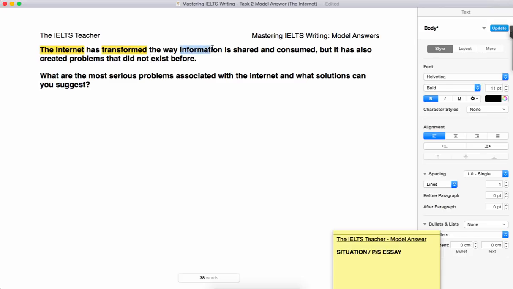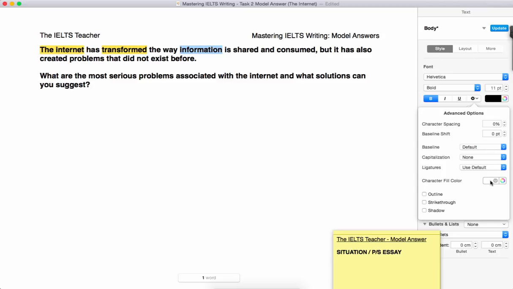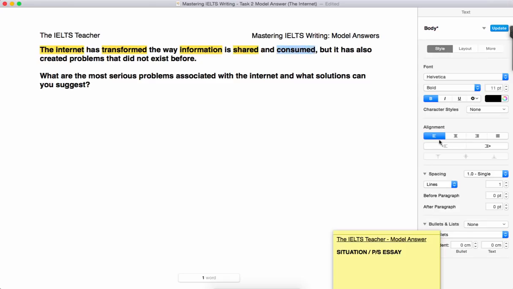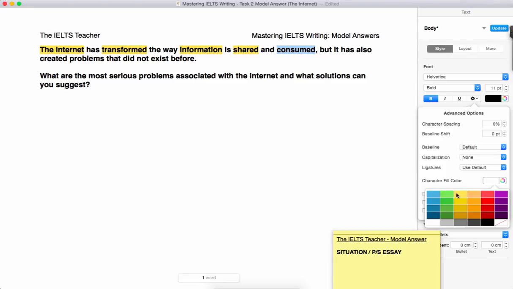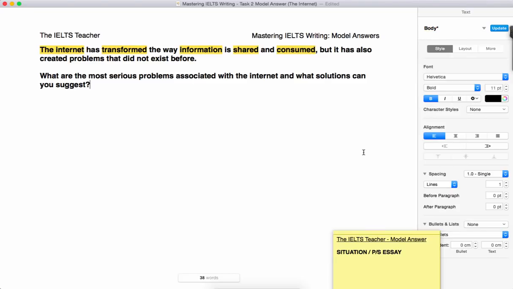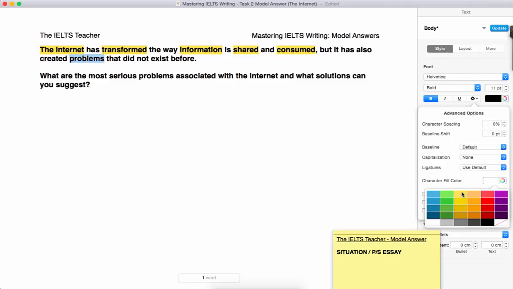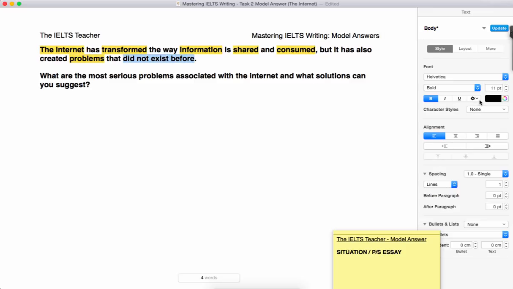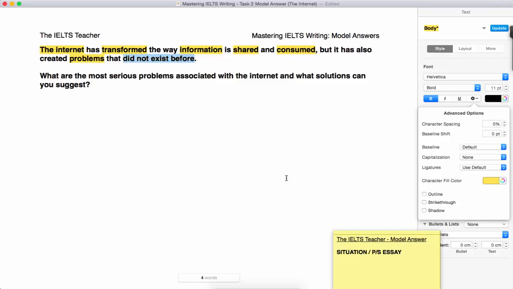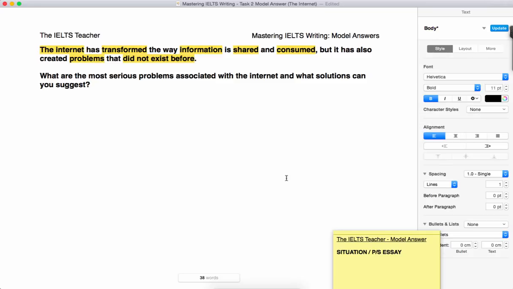So the way information is shared and consumed. Those are both quite important words. But it has also created problems that did not exist before. It might also be worthwhile highlighting this did not exist before, just so that we can make that comparison with the past a little bit.